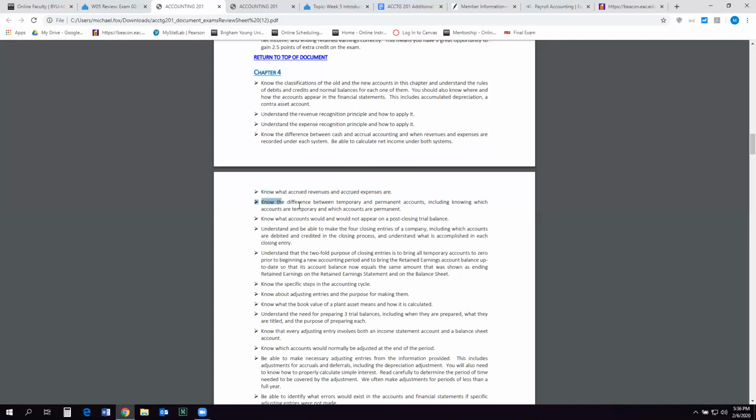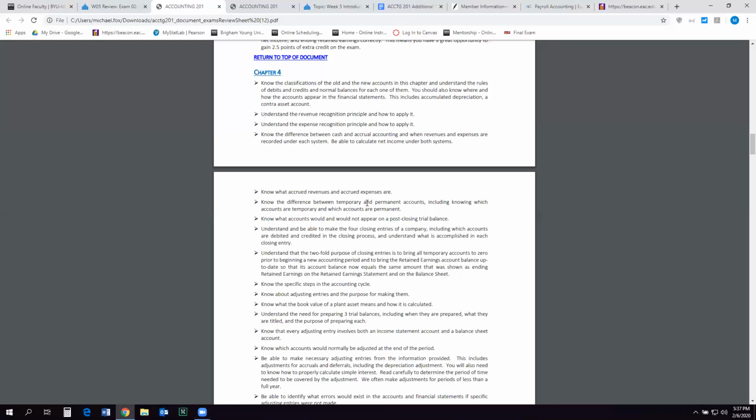All right. Know the difference between temporary and permanent accounts, including knowing which accounts are temporary and which ones are permanent. So what this means is some accounts get reset back to zero for the beginning of a new financial period so that we can start to measure the change in those accounts through the period. Those accounts are revenue, expenses, and dividends. And then that special one called income summary that we use only for the closing process. Those are the temporary accounts. All other accounts, assets, liabilities, and equity, those accounts are what we call permanent accounts because they always have a balance.